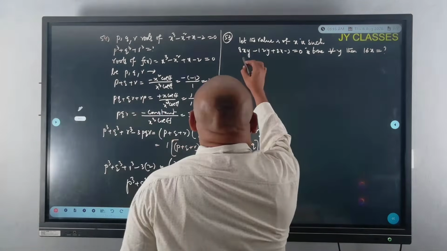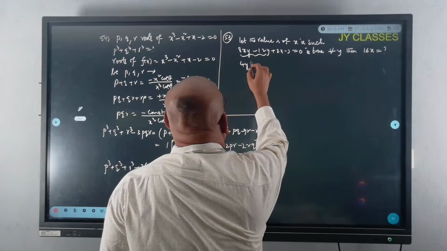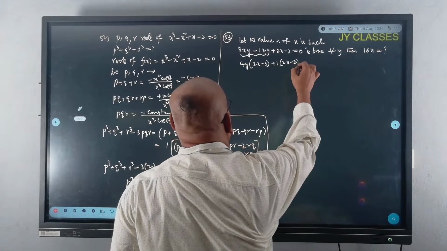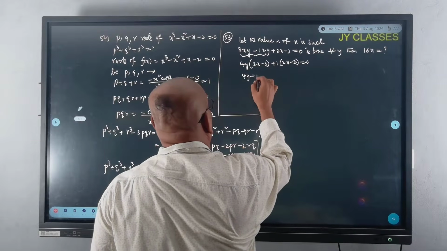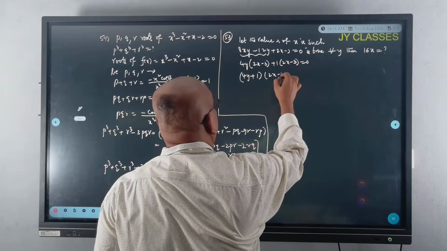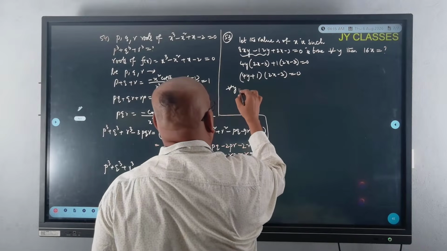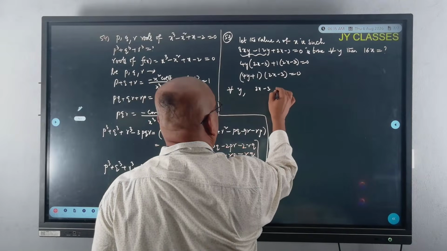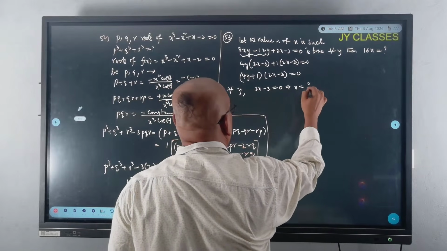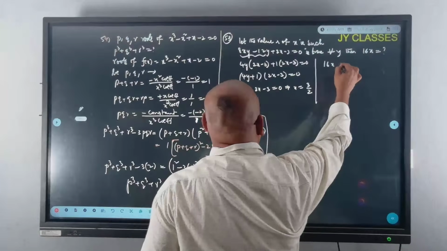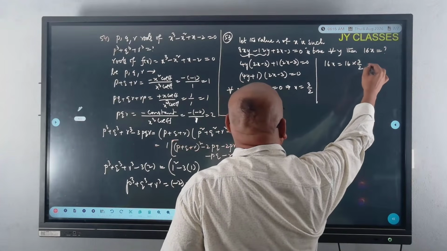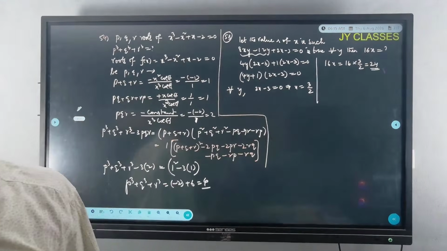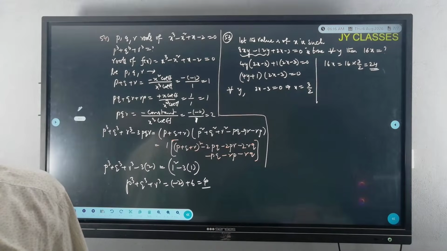Right? So from these two, what can we take out? 4y as common, 2x minus 3, plus 1 as common, 2x minus 3 equal to 0. So (4y plus 1) into (2x minus 3) equal to 0 for all y. So 2x minus 3 equal to 0, then x is equal to 3 by 2. So what we have to find? 16x, 16 into 3 by 2, 24 is the required answer. Okay.